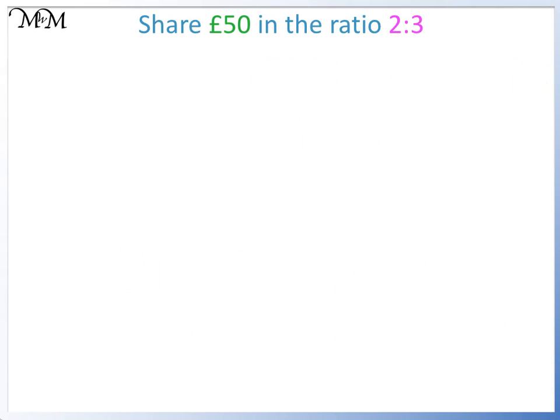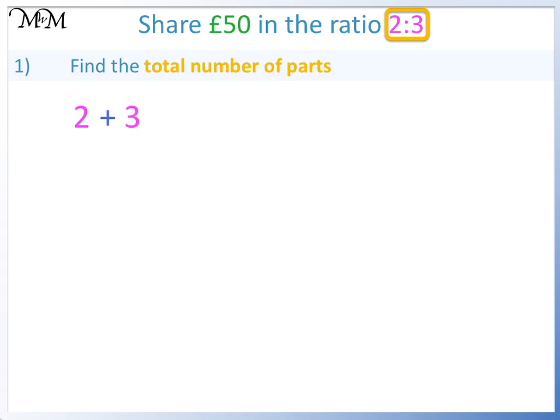We will look at this example again, but this time we will follow 3 steps. Step 1. Find the total number of parts. We can do this by looking at the ratio 2:3. There are 2 parts on the left and 3 parts on the right. To find the total, we calculate 2 plus 3, which equals 5. So there are 5 parts in total.